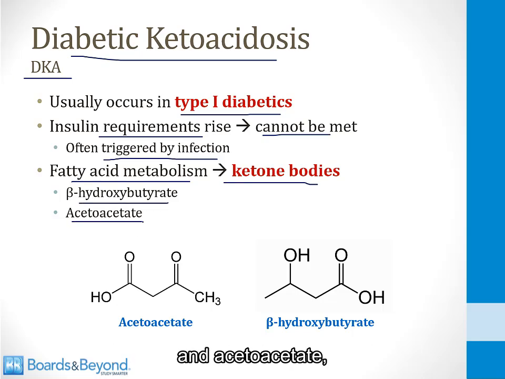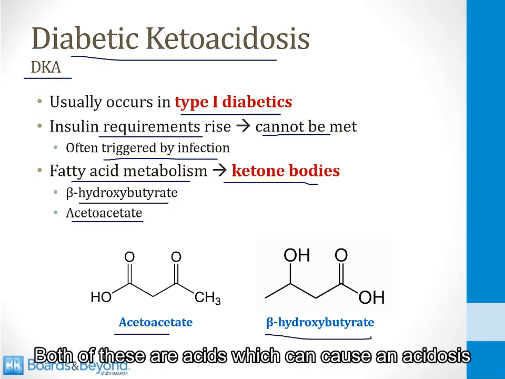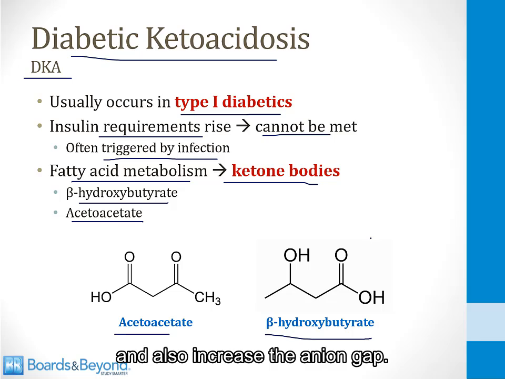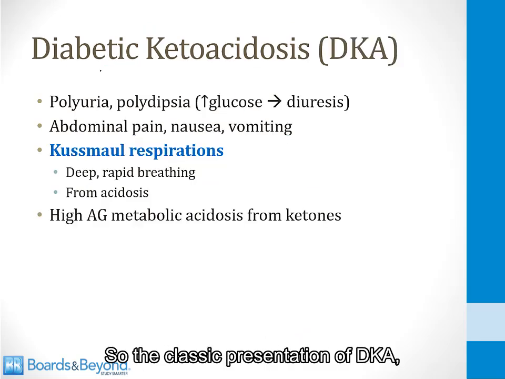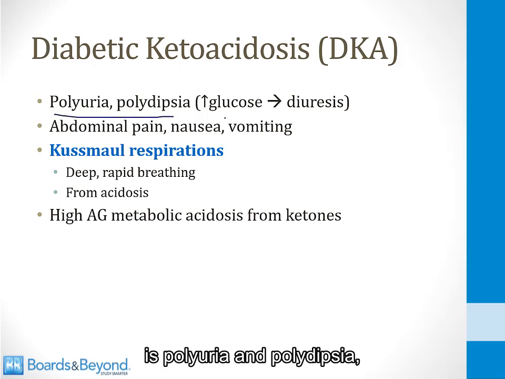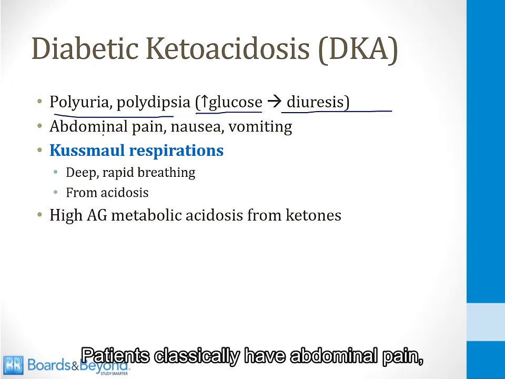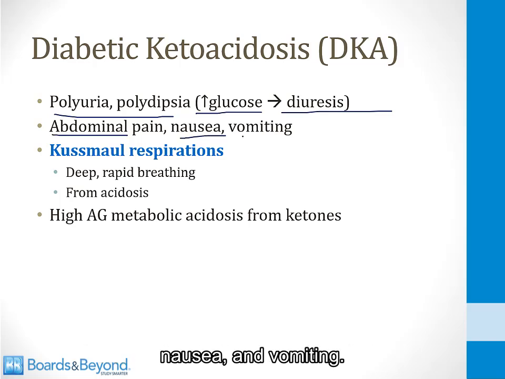and the ketone bodies beta-hydroxybutyrate and acetoacetate. Their structures are shown on the screen here. Both of these are acids which can cause an acidosis and also increase the anion gap. So the classic presentation of DKA, which again I talk about in other videos, is polyuria and polydipsia. This is because hyperglycemia occurs due to lack of insulin effects, and that leads to an osmotic diuresis. Patients classically have abdominal pain, nausea, and vomiting.